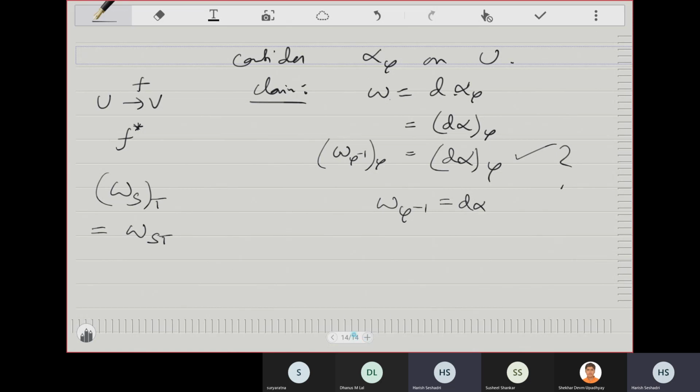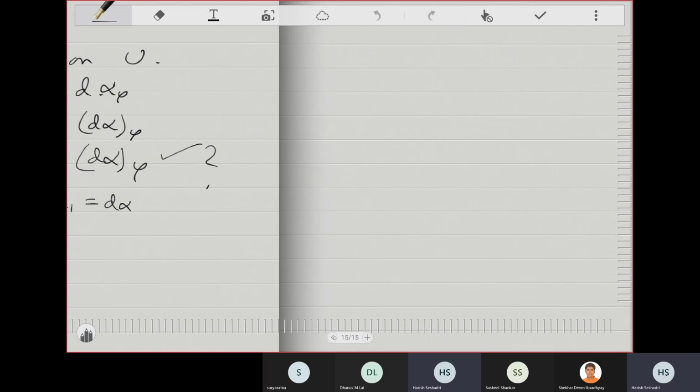This is a standard trick. If something is equivalent to something else, you just transport it there and so on. So now let me continue with that. Unfortunately, I can't go back, so I'll just finish the proof of this quickly.